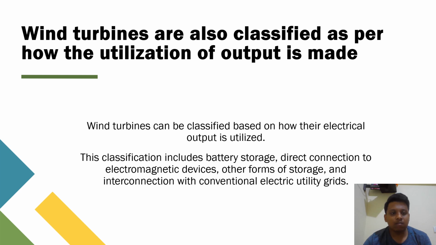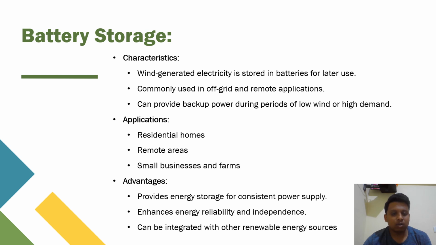Now let us look at another classification. Wind turbines are classified as per how the output is utilized. Wind turbines can be classified by how the electrical output is utilized. This classification includes battery storage, direct connection to devices, and connection to the electrical grid. Now let us look into the first one, battery storage.